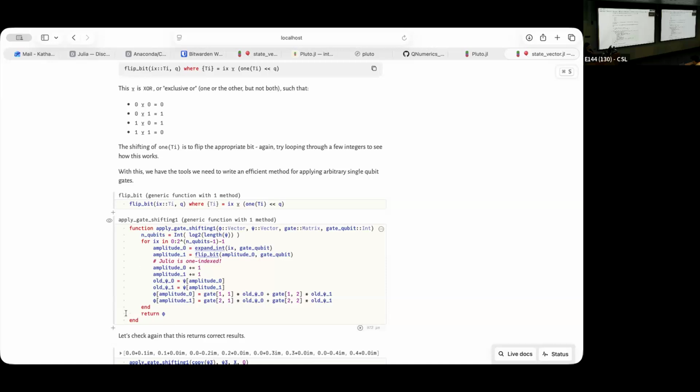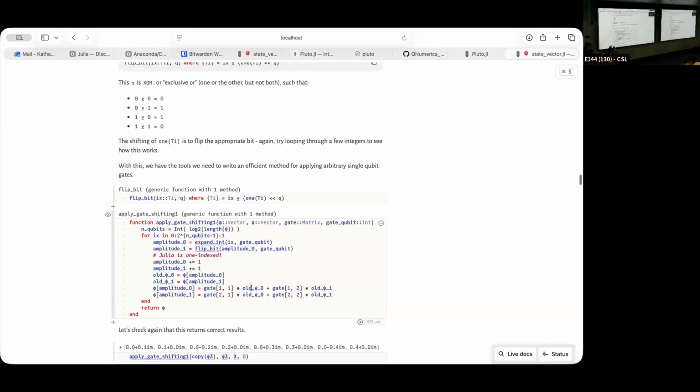This function implements the map from psi to phi, applying this gate on whatever qubit, using the shifting approach. It goes through half of the indices of each of these state vectors. It generates the 0-valued amplitude for each one with the expanding function, and then finds the connected 1 state with the flipper. That's effectively all the information we need, where we can get the amplitude on 0 and the amplitude on 1, and then in this case implement the really small matrix-vector multiplication by hand.